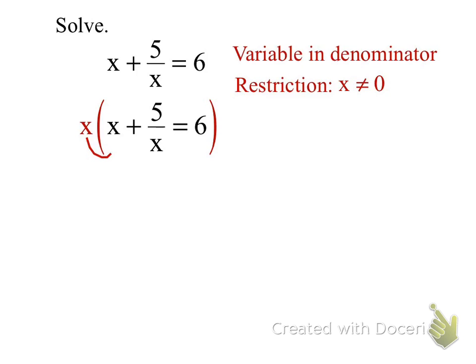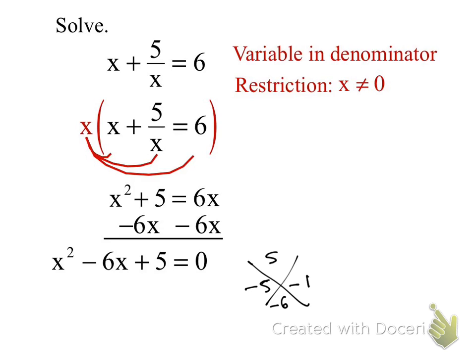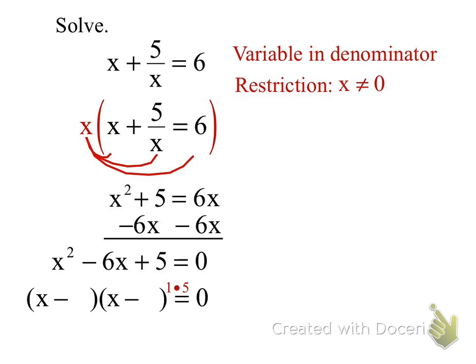You have x squared plus 5 equals 6x. And then you would subtract 6x. Get x squared plus 5 minus 6x equals 0. x squared minus 6x plus 5 equals 0. So put it in standard form. And then you would factor it: what multiplies to 5 and adds to negative 6? Negative 5 and negative 1. So we are doing x minus 5, x minus 1, equals 0, and so your solution is 5 and 1.